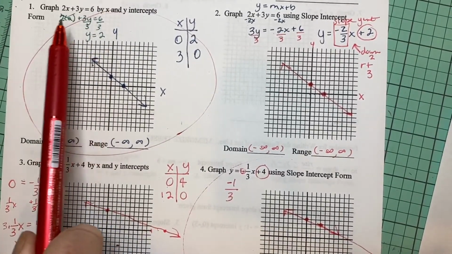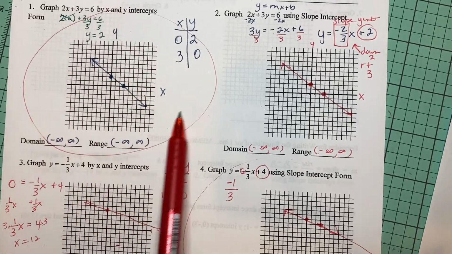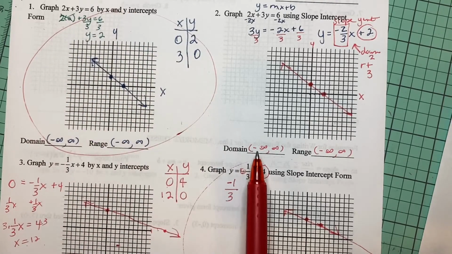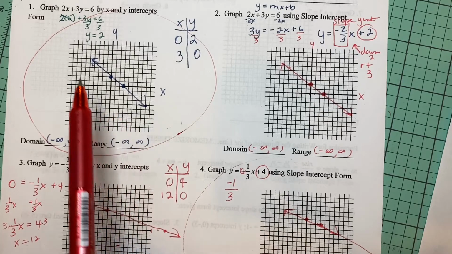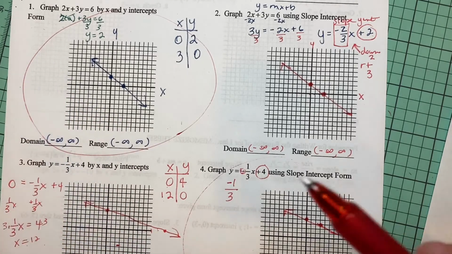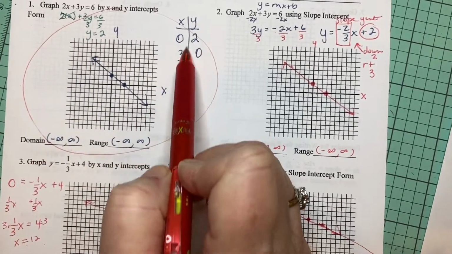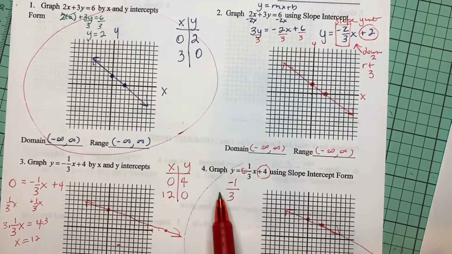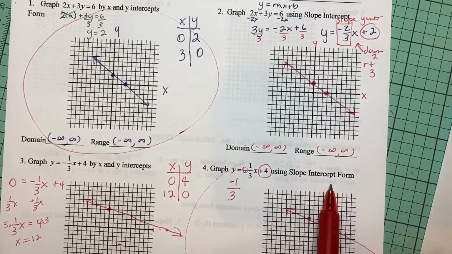If it's not solved for y, do you see how this one's not solved for y? Then x and y intercept is easier. If it is solved for y, like these two, then slope intercept is easier because it's already in the form. This is really silly, but it helps me remember: if x and y are on the same side, think x and y intercept. If y is all by itself, then think slope intercept form, just for the easiest.